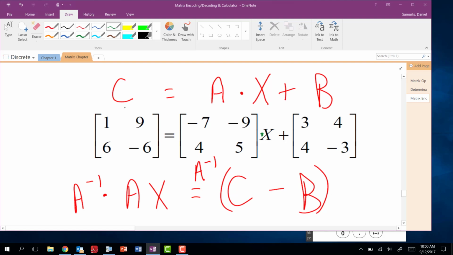Let's just name them. This is C, just for fun. This is A. This is, we'll just keep it X. And then this one's B. What I could do is say, all right, I could treat this as a real basic equation, subtract B from both sides, but I don't divide by A. How do you get rid of A? You multiply by the inverse on the left, and it matters. So it's got to be on the left.